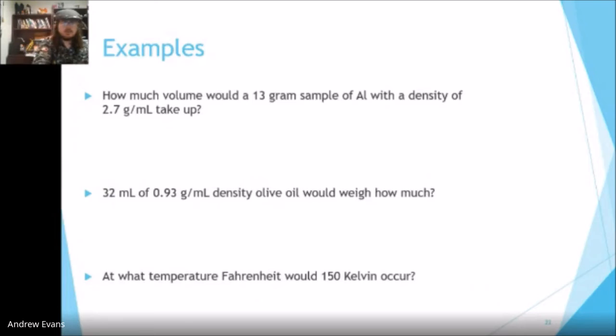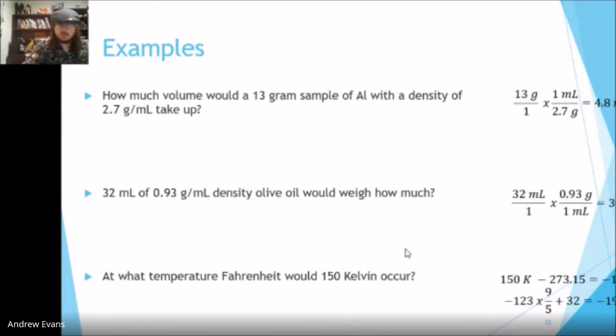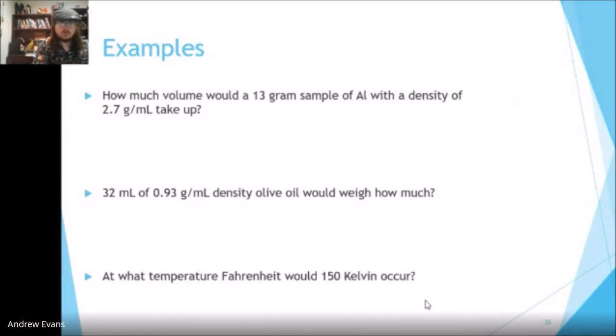So, how much volume would 13 grams of aluminum with a density of 2.7 grams per mil take up? We're going to look at 32 mils of 0.93 grams per mil density olive oil. How much would that weigh? Finally, at what temperature Fahrenheit would 150 Kelvin occur? So looking at those.